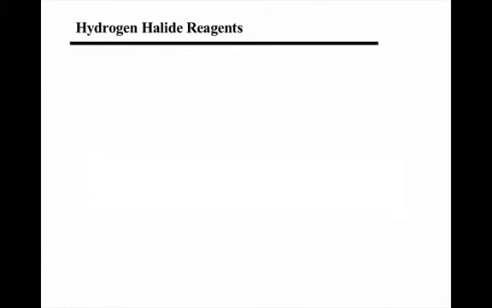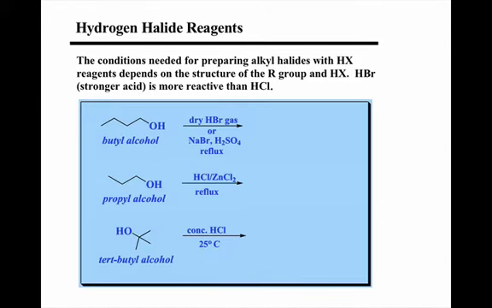So let's look at some examples. Okay? Here's an example where we're taking butyl alcohol. We are either using dry HBr gas or we're using a mixture of sodium bromide and sulfuric acid and refluxing it. What's the product going to be? Predict the product for me. What do you think, Sarah? What's the functional group transformation we're going to do? We're going to take an alcohol and convert it into a what? What alkyl halide here?